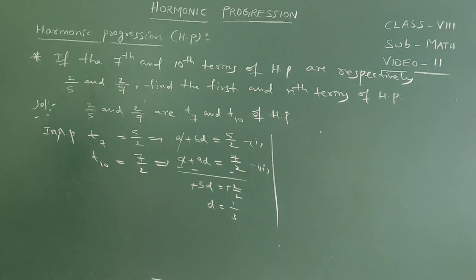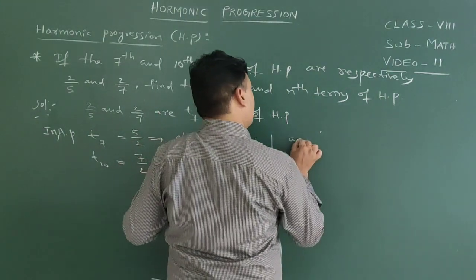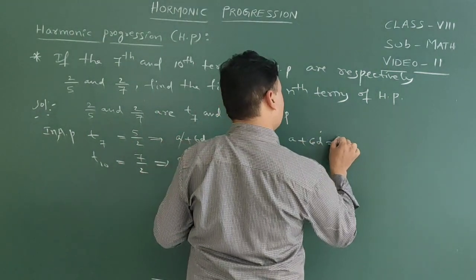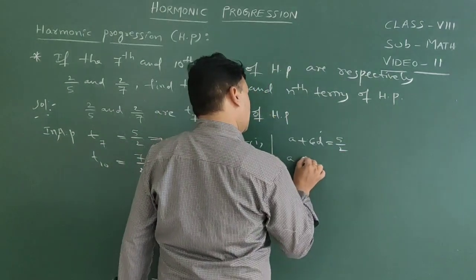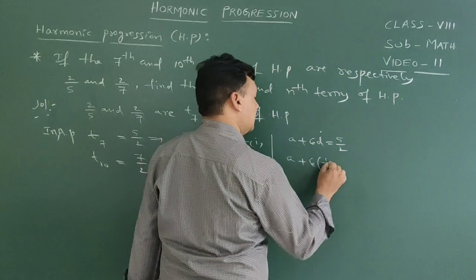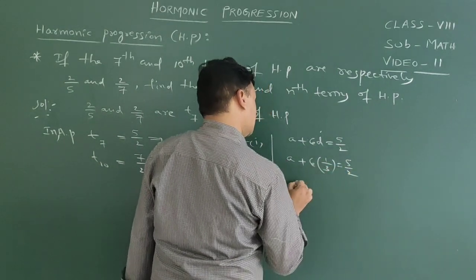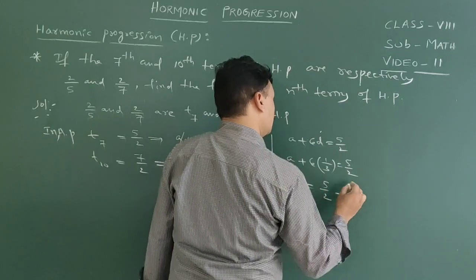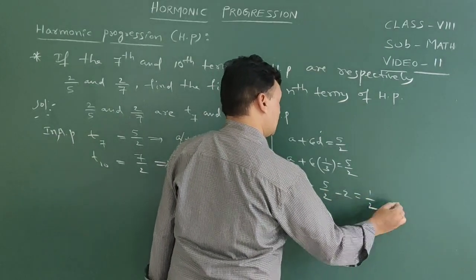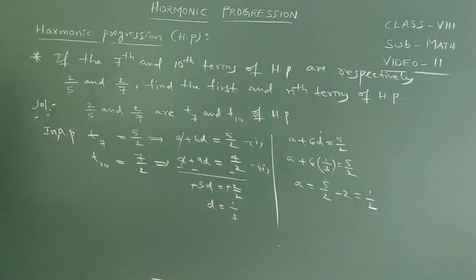Next, after finding D, we need to find A. What is the value of A? Now A plus 6D equals 5/2. Here A plus 6 into D, which is 1/3, equals 5/2. A equals 5/2 minus 2, that is 1/2. A is 1/2, D is 1/3.